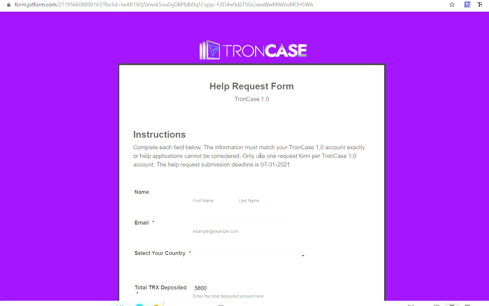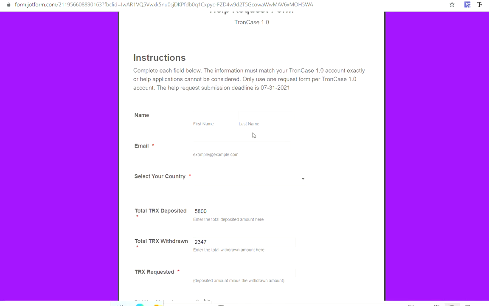The instructions say that all the information that you put must match your Troncase 1.0 account exactly. Only one request per account. So if you have one wallet, don't keep submitting, because that might delay any chance of you recouping any TRX. And it says the request must be made by July 31st, so we're well ahead of that. If you had more than one account, then list each account separately.